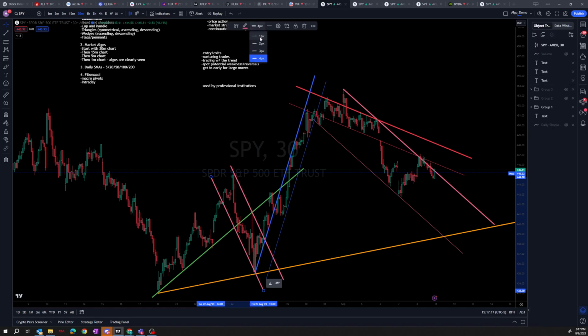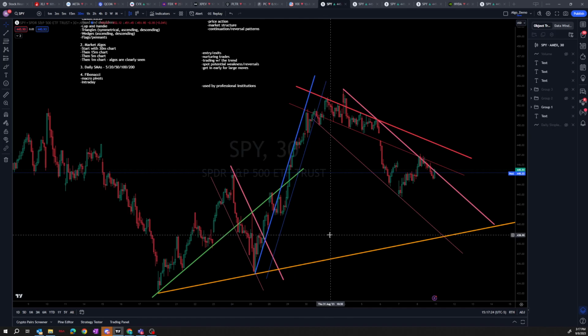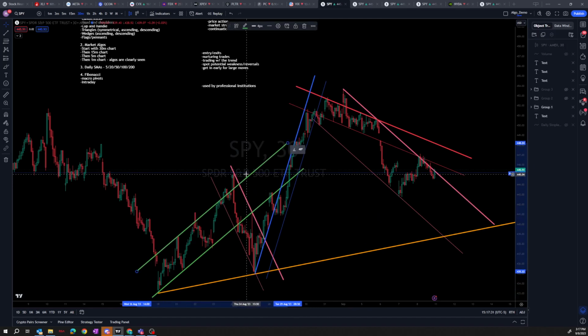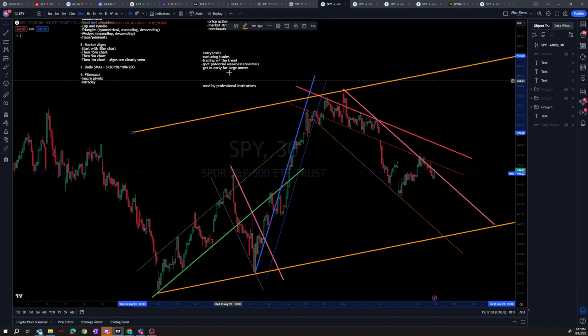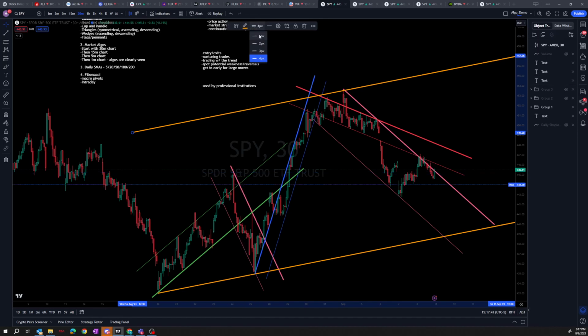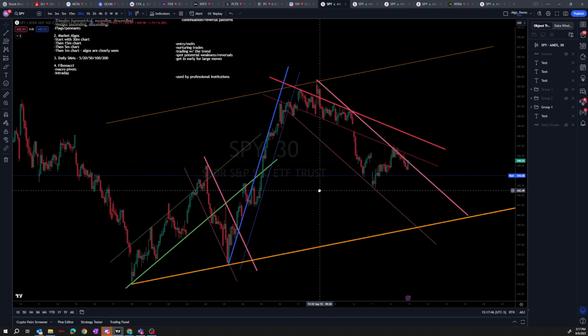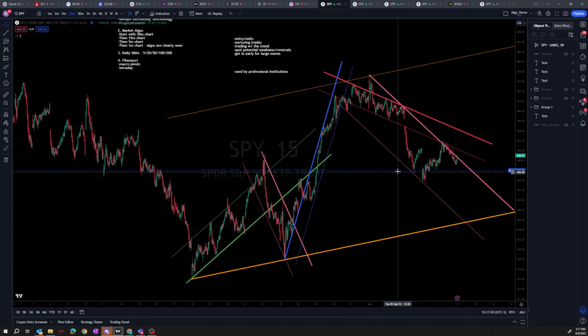So you could see, once you find your 3 points on your resistances and supports, you can start moving them around and just seeing where you possibly have channels. This green one right here, I'm going to move this up right here. And right now on the 30-minute, you might not see everything, okay? I'm just going to say that right now. You might not see everything, but as long as you have some supports and resistances, you start drilling down. So let's move this down to the 15-minute now and see what we can see.